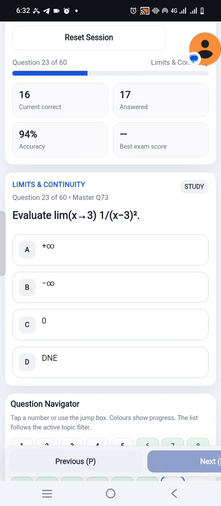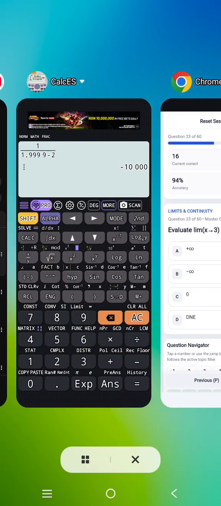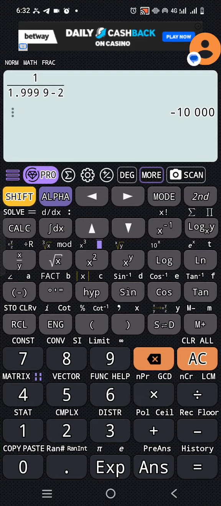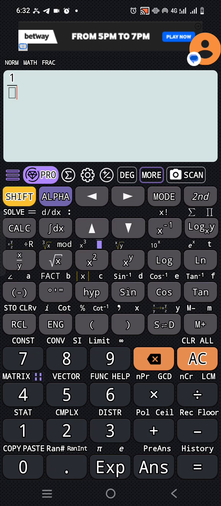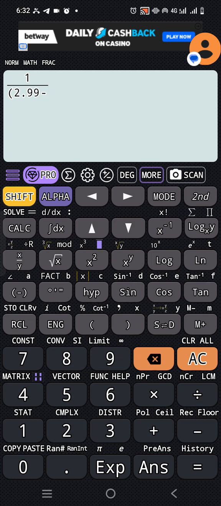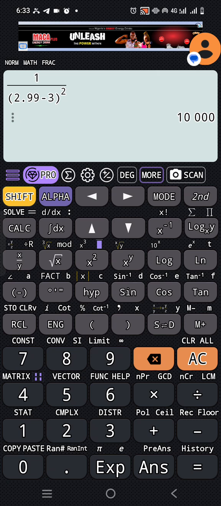So let's just use our calculator to verify that. They say it's close to 3, so I'll use a number close to 3 in the positive and negative way. So that is 1 all over my s, something close to 3. Let's say first 2.99 minus 3, then square it. This one I get 10,000. The limit is 0, so it is infinity. It's not approaching infinity at both ends. But that is why it's best.